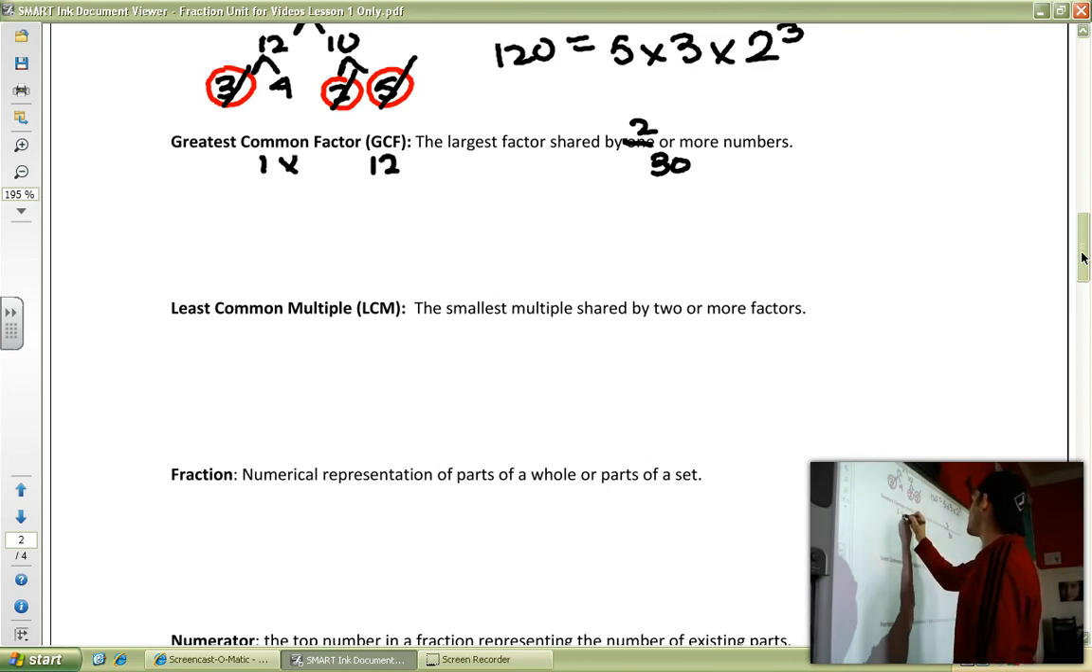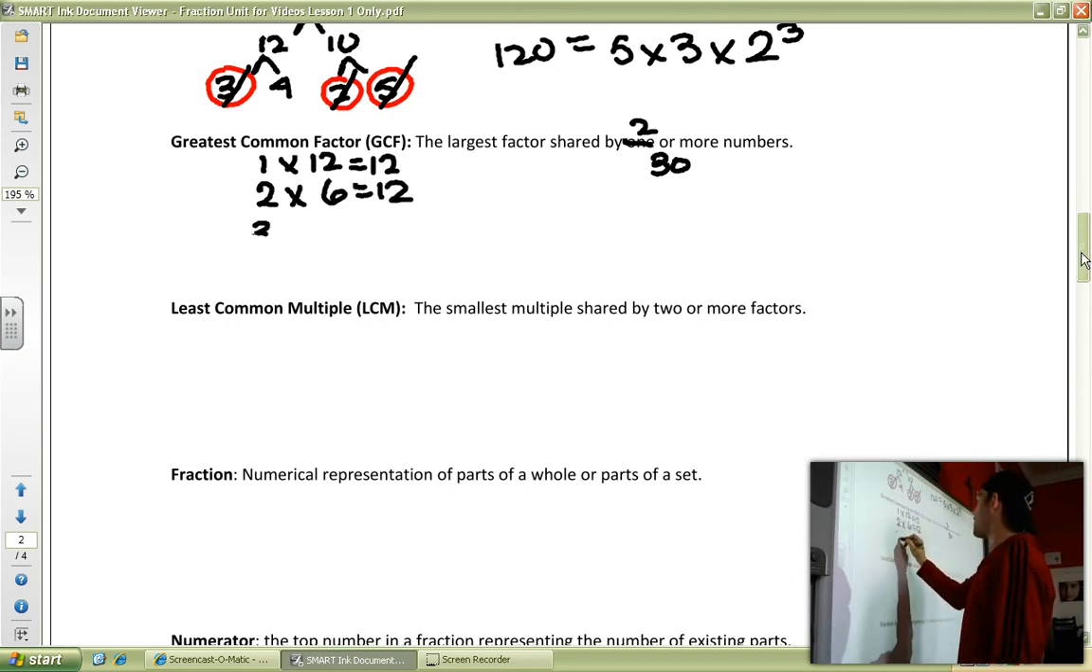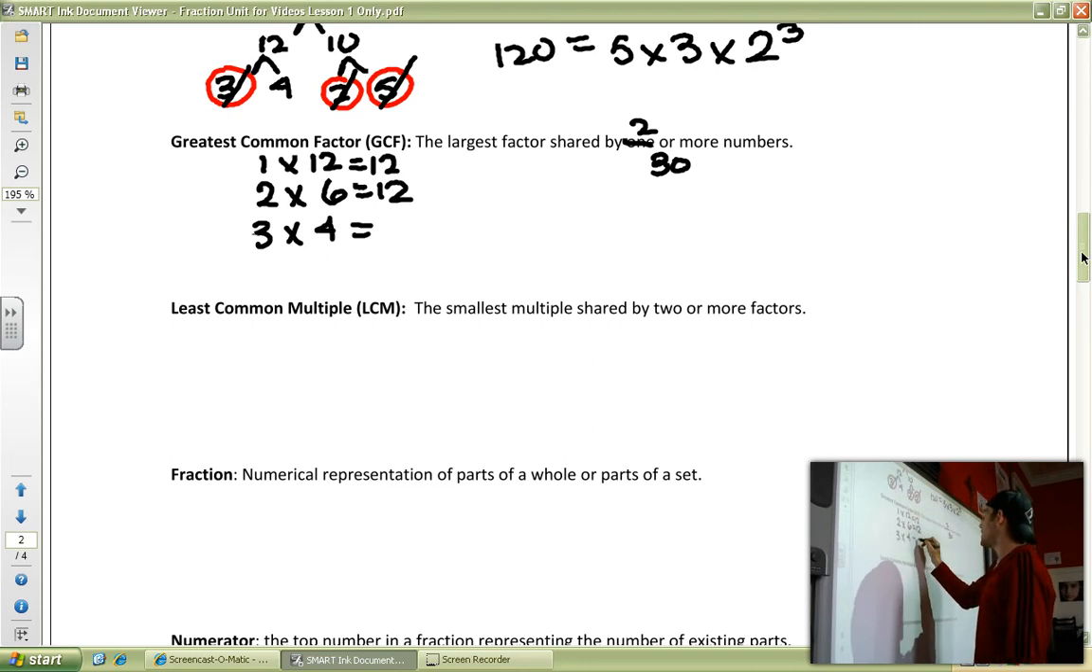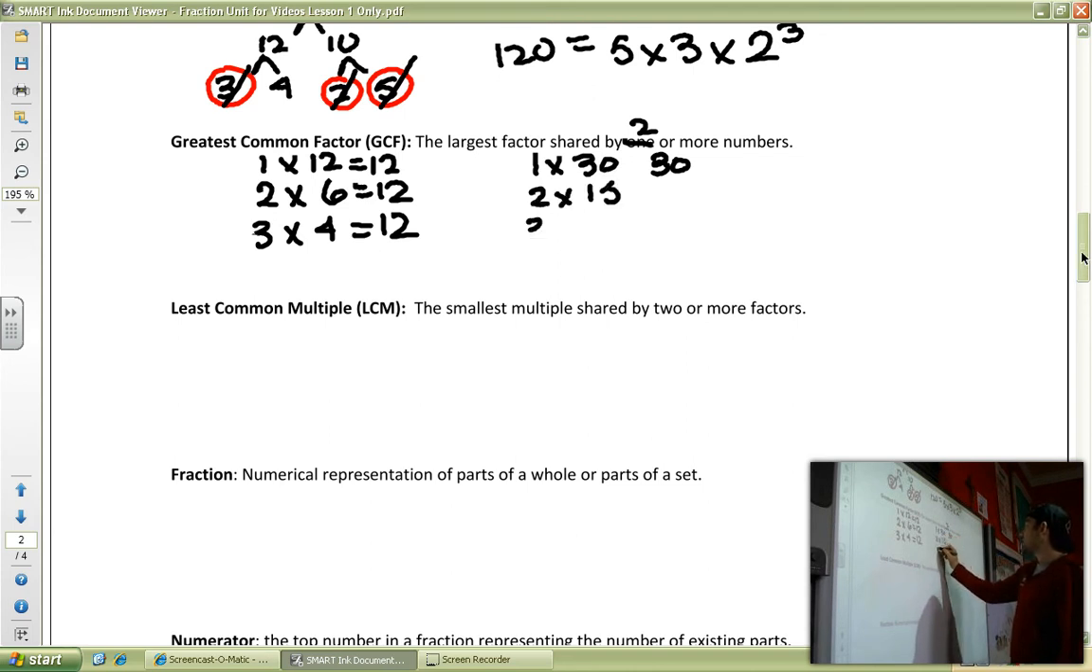So 1 times 12 equals 12. 2 times 6 equals 12. 3 times 4 equals 12. Those are all the different ways to get to 12. Now let's do 30. 1 times 30, 2 times 15, 3 times 10, 5 times 6.